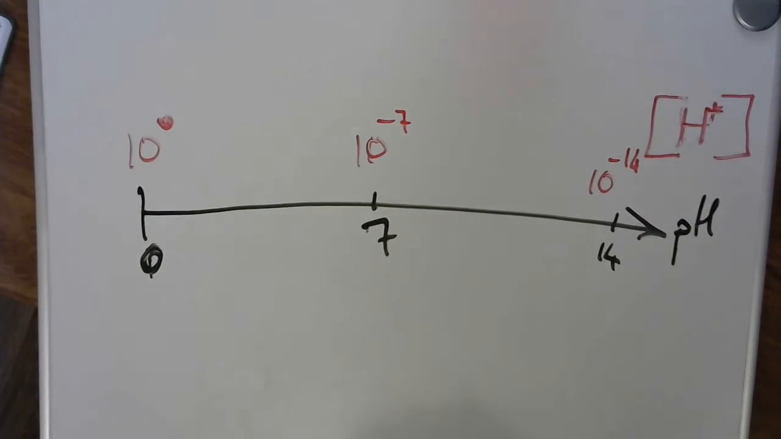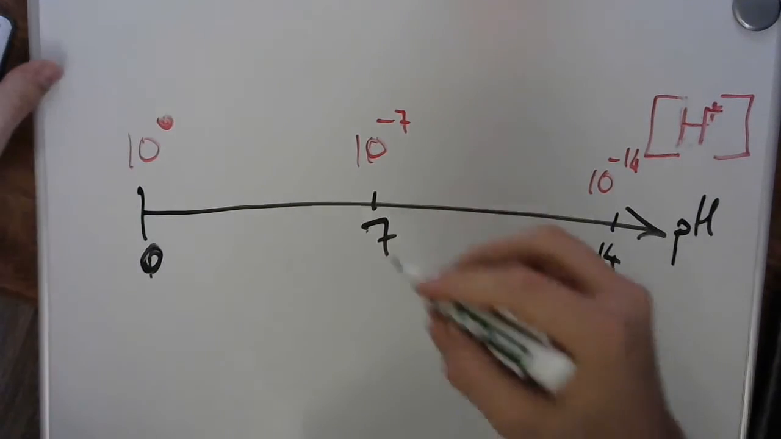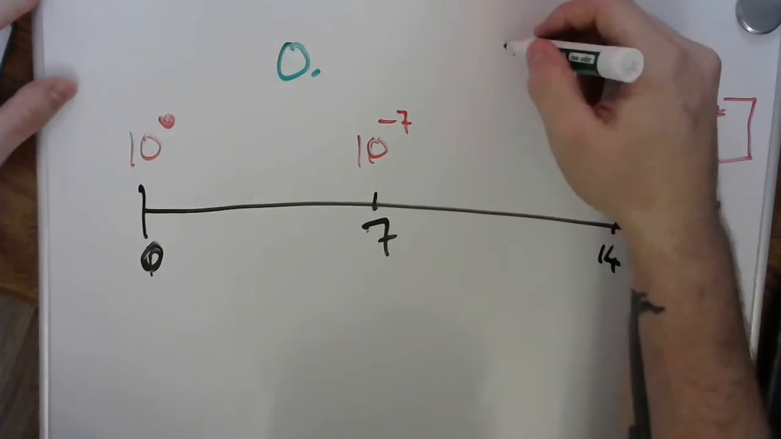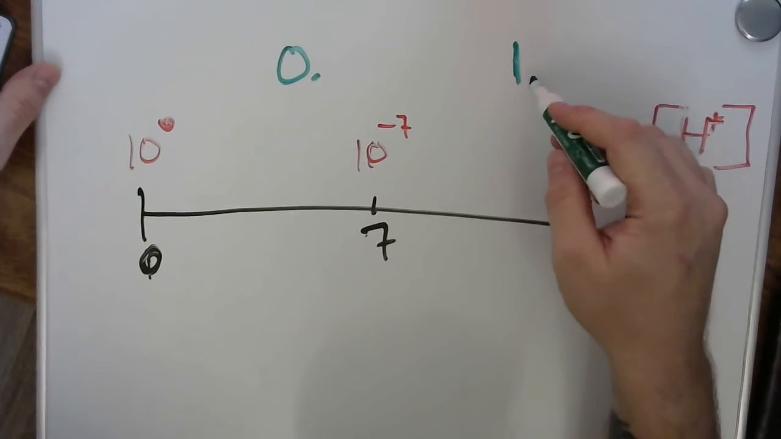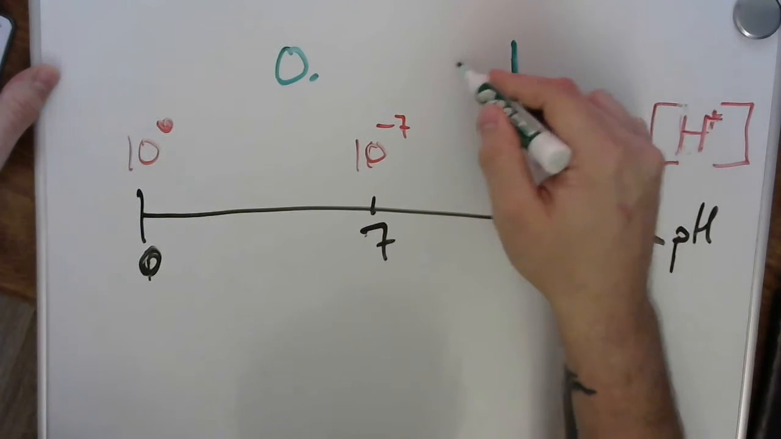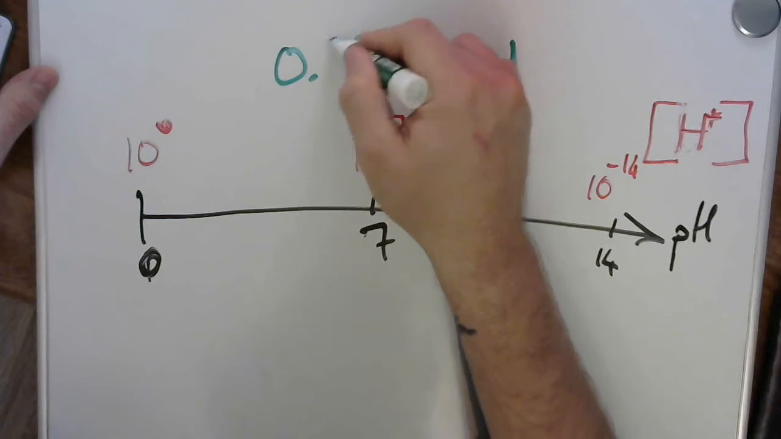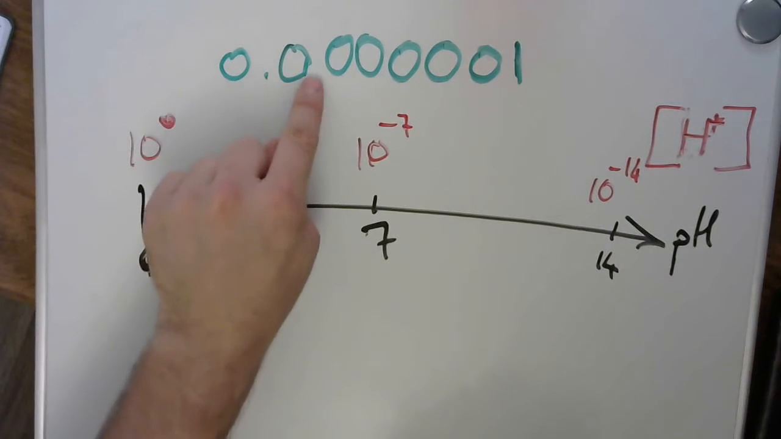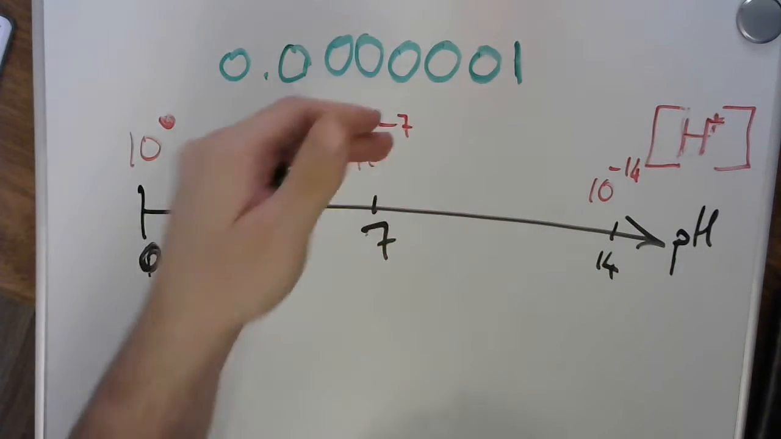If you remember the lab that we did this week or the previous week, we talked about scientific notation. So when you read 10 to the power minus 7, you're reading a 1 here, and 10 to the power 7 means that you go from here to there by 7 increments. So 1, 2, 3, 4, 5, 6, 7 times to the right. That's why it's minus 7.